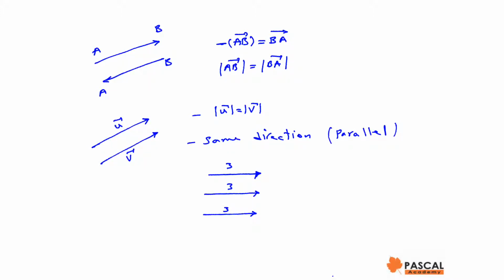We say two vectors are equal when their magnitudes are the same and they have the same direction. They're parallel and with the same magnitude. Therefore, all horizontal vectors with the size of 3 are equal.